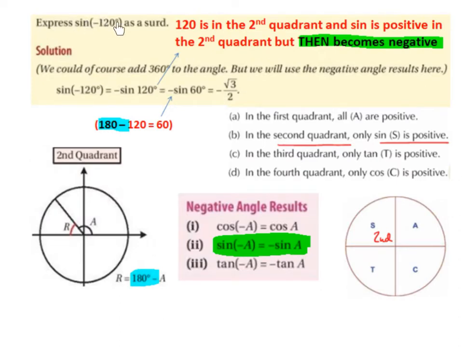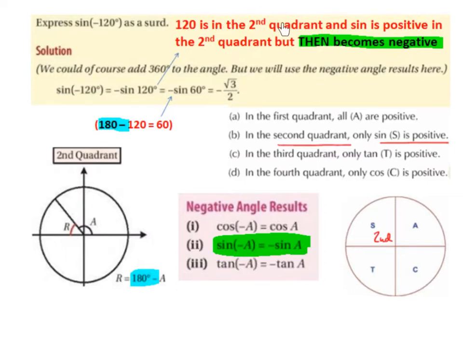Express sine of minus 120 degrees as a surd. We could of course add 360 degrees to the angle, but we will use the negative angle results here. So sine of minus 120 degrees is really minus sine of positive 120 degrees. 120 degrees is in the second quadrant, and sine is positive in the second quadrant, but then becomes negative. So having a look at our unit circle and following CAST, we see this is the second quadrant. So remember, first quadrant, second quadrant, third quadrant, fourth quadrant. So 120 degrees lies in the second quadrant, where sine is positive. So in the second quadrant, only sine is positive.